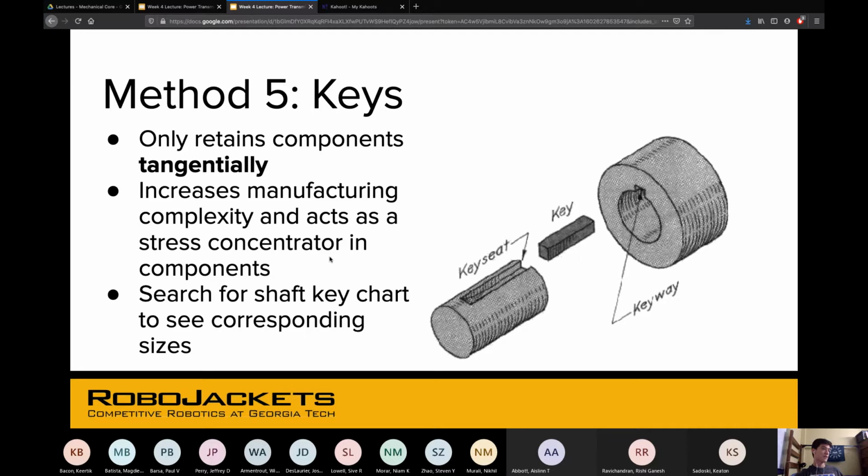However, the manufacturing complexity as a whole is added because sometimes if you wanted to make your own, this would be difficult. Usually these come as stock parts though. So keys are neat.